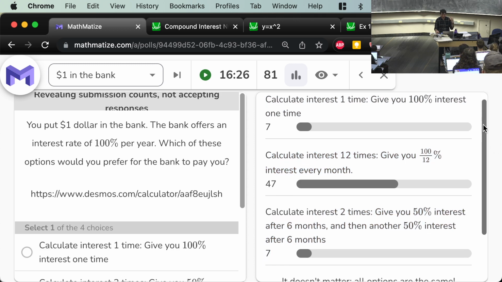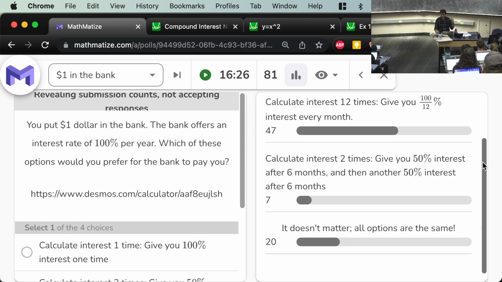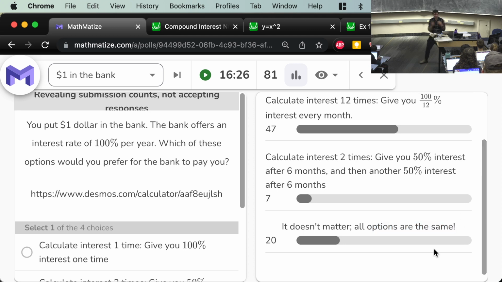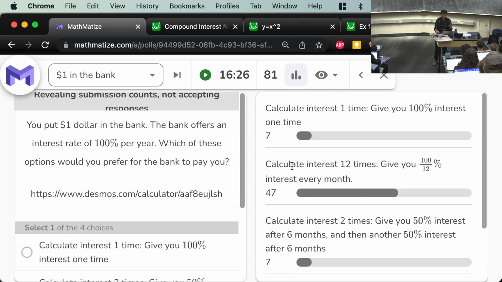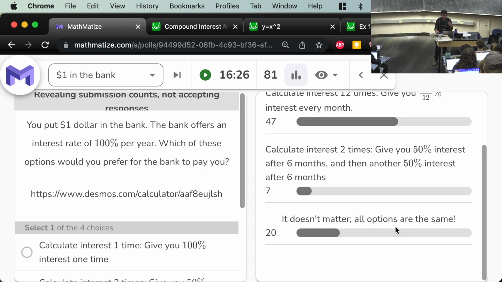But a big, really common one was it doesn't matter, all options are the same. So 20 people chose it doesn't matter, all options are the same. This was out of 80 people who answered. So about half the people calculated 12 times. And 20 people are in this it doesn't matter, all the options are the same.